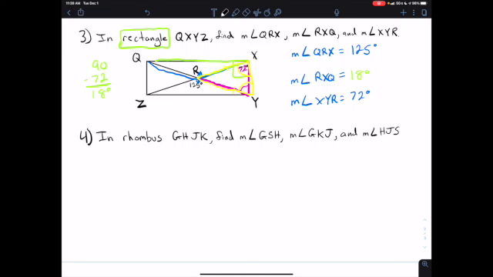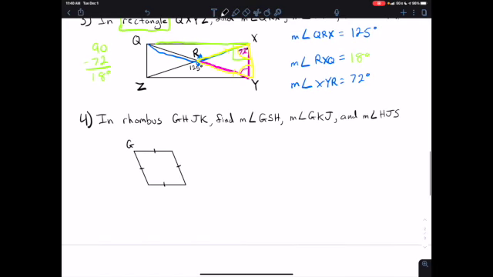All right, so let me draw this other one. I didn't draw our rhombus here. Oops. Let me try that one more time. There we go. All right, and I can even make it a little prettier. So this is a rhombus, and it is GHKJ. G, H, J, and K, and it's got some diagonals in it. So let's draw those.